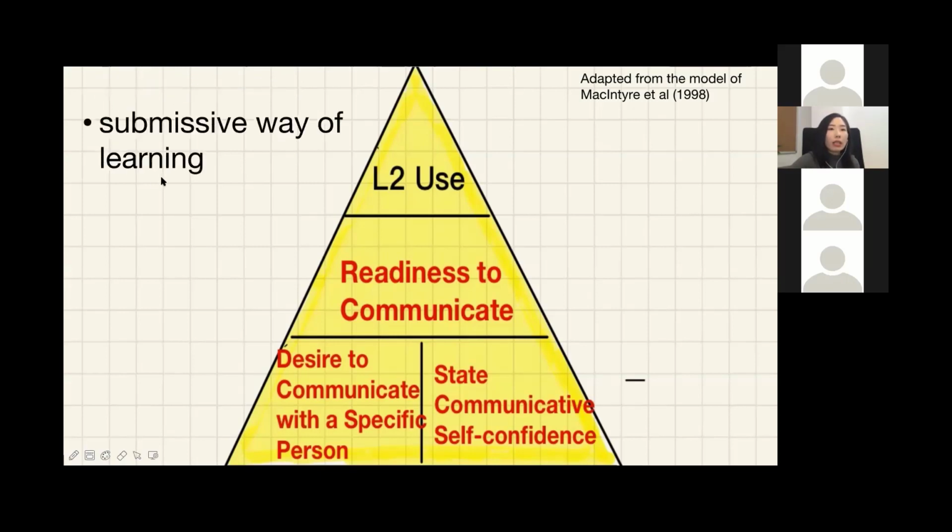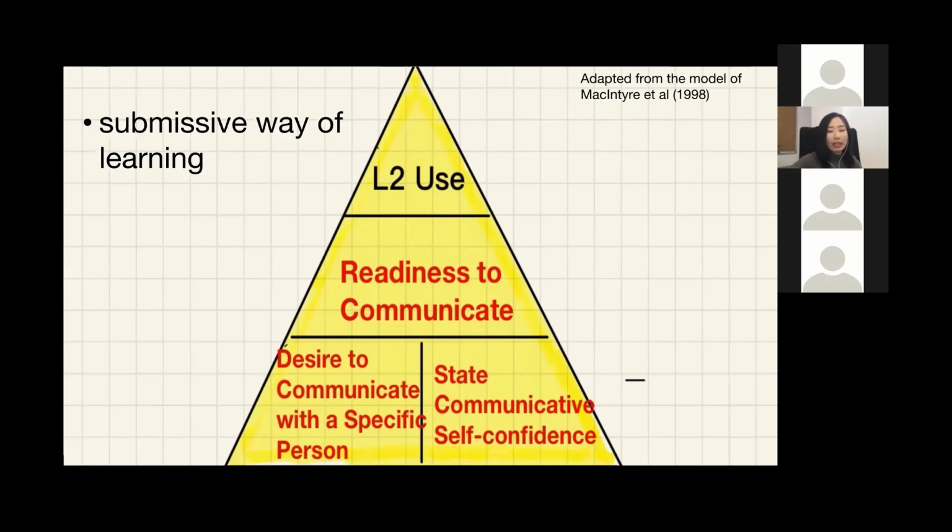The second one is a submissive way of learning. Students have a submission to authority, especially Chinese students. I think all of you have already experienced this before. This is our education system. We think that the teacher is the authority, okay?